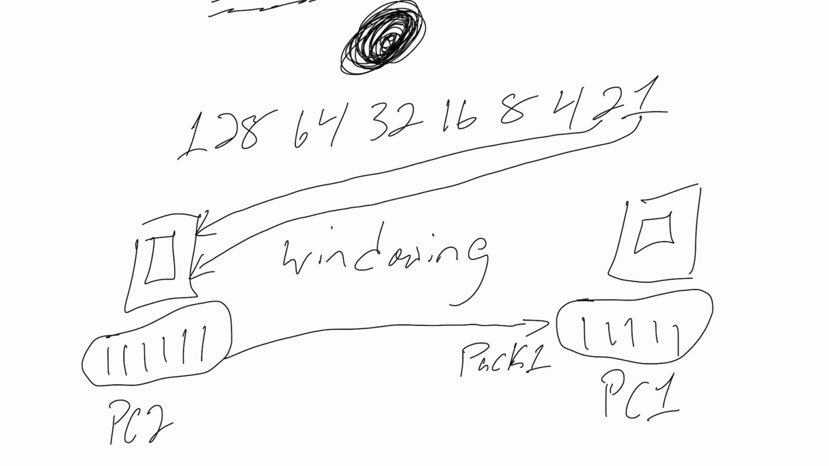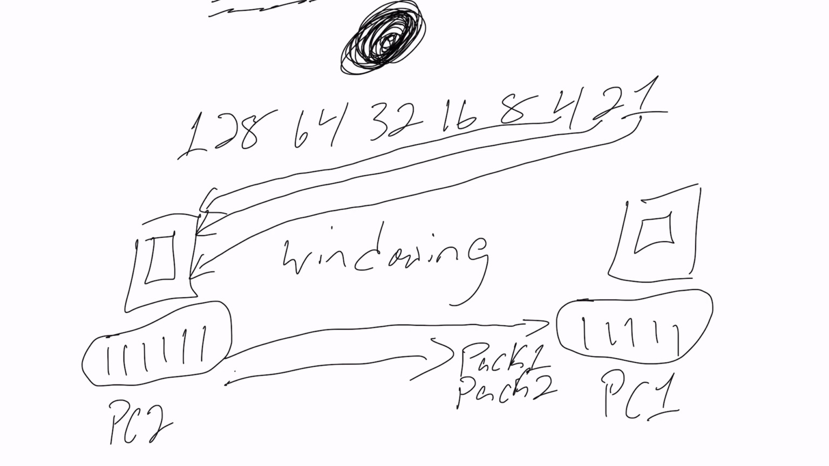PC2 is going to say I received packet 2. And then PC1 is going to say, okay, you received packet 2, now I'm going to double up and send you 4 packets. Each time it's going to keep doubling. PC2 says, I received packet 4, and then you double up again. You're going to send 8, and then you're going to send 16.